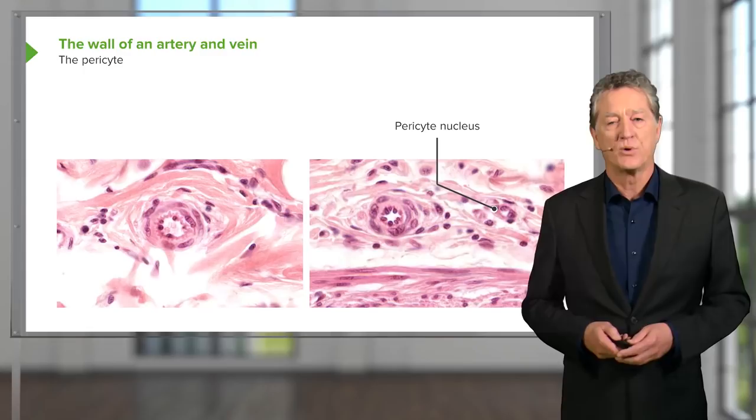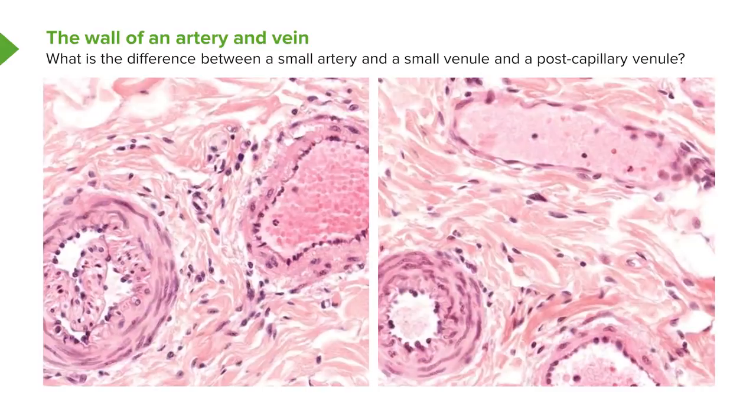Let's have a look at the structure of a vein, a small artery, a small venule, and a postcapillary venule. On the bottom left-hand side of the image, the section on the left-hand side, and on the bottom of the left-hand side of the image on the right-hand side, is a section through a small artery. It's nice and circular. It's got a thick wall of smooth muscle. But have a look at the vessel on the left-hand image on the top right. Large lumen, much thinner wall. That's a small vein.